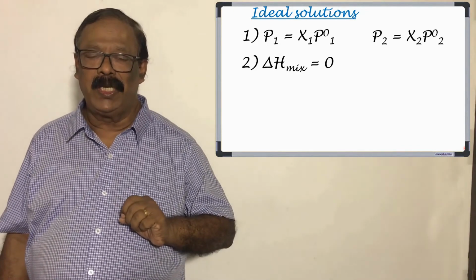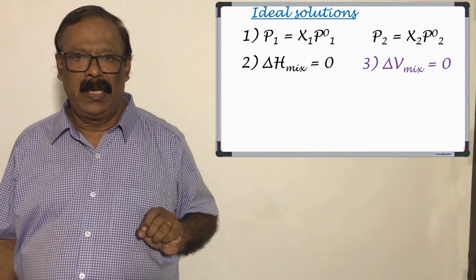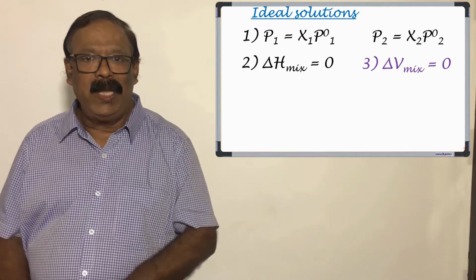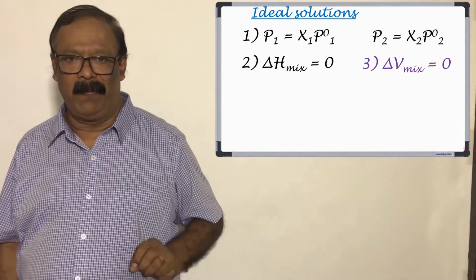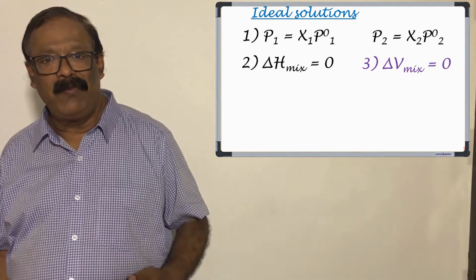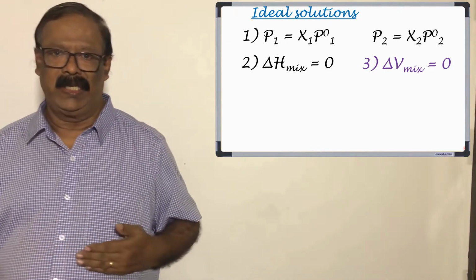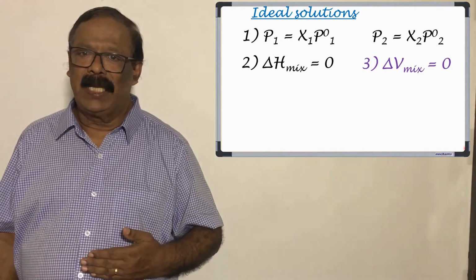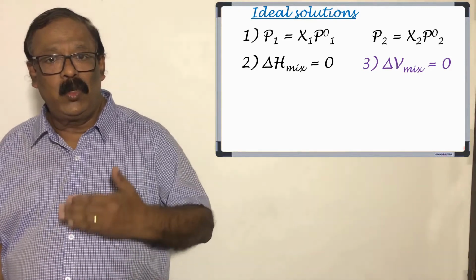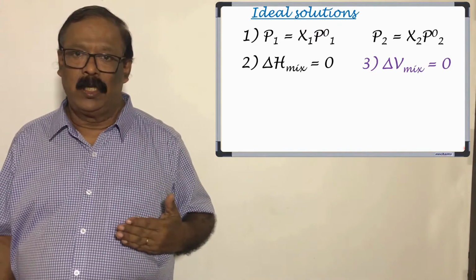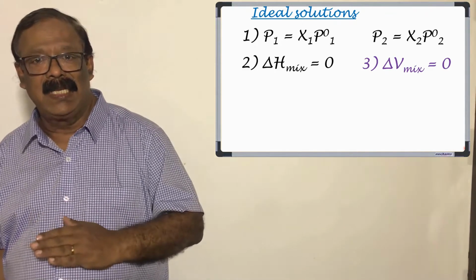Third property of ideal solution is that delta V mix equal to 0. That is, during mixing of the two components, there should be no change in the volume, or the volume of the solution will be equal to volume of the solute plus volume of the solvent. For example, if we mix 100 ml of A and 100 ml of B, we should get 200 ml of the solution. There should be no change in volume during the mixing process, or delta V mix equal to 0.